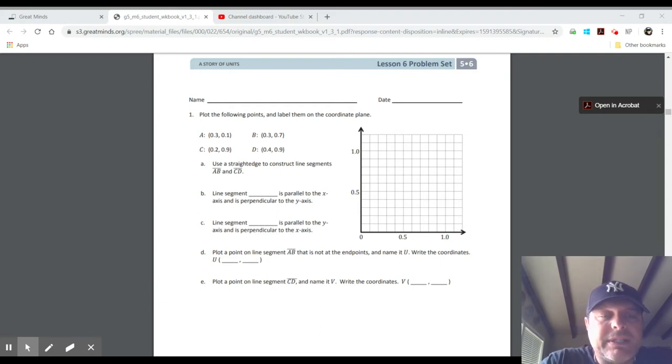I might redo lesson 3 because it was not very well done. I was not happy with my work. Let's put it that way.